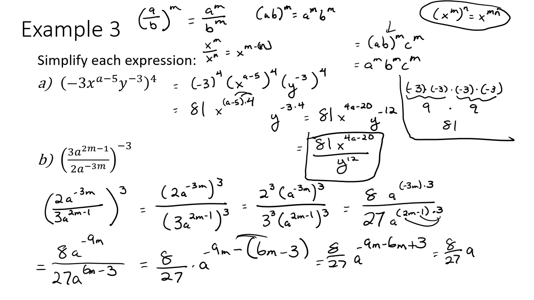And so we've got 8 over 27 times a to the negative 15m plus 3. And because there's variables in the exponent, I don't know if that's positive or negative. I'm not going to flip that. We're just going to leave it as is. And you could even put that a back in the numerator of the fraction if you really wanted to.